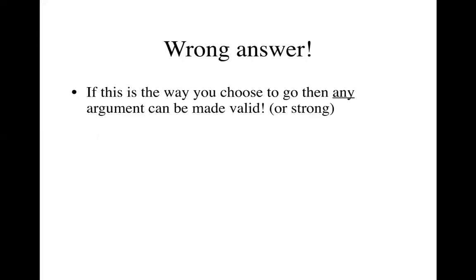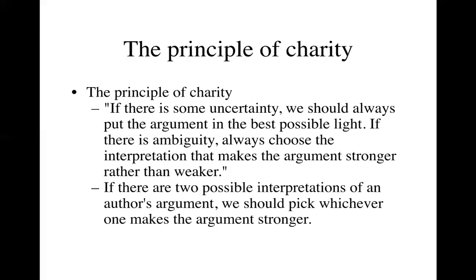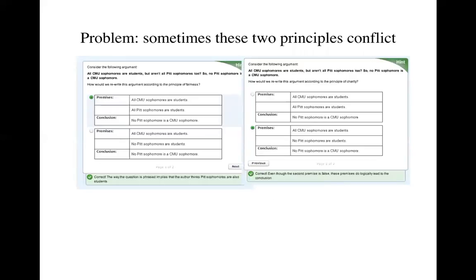If this is the way you choose to go, then any argument can be made valid or strong. For example, the argument that we were looking at. This argument here, by reinterpreting it according to the principle of charity, you've made the argument valid, but it's a big change from the original argument. To say that all Pitt sophomores are students is a very different statement than saying no Pitt sophomores are students. And in fact, saying no Pitt sophomores are students is not at all what the argument was claiming.